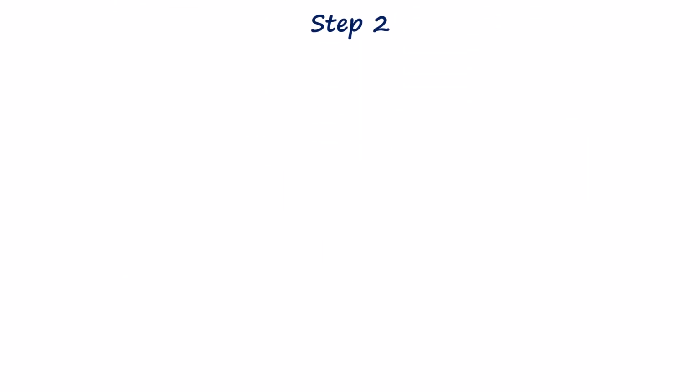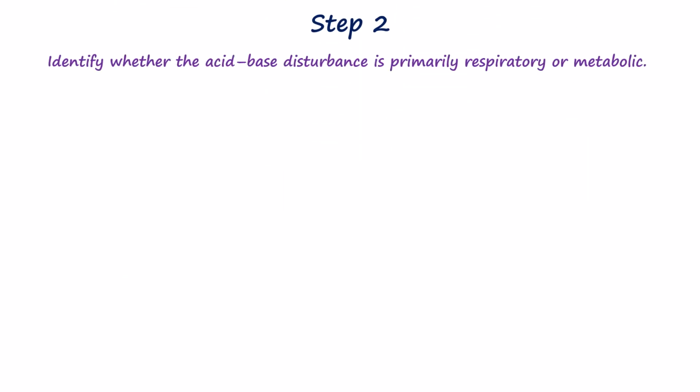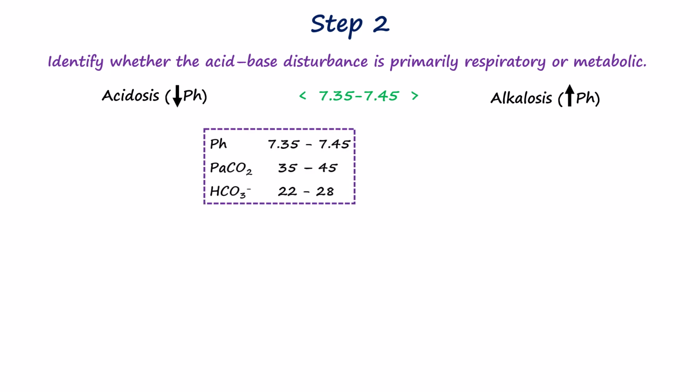Step 2 involves identifying whether the acid-base disturbance is respiratory or metabolic in origin. For this, first we note the direction of pH change. Acidosis will reduce the pH and alkalosis will increase it. Once we know the direction of pH change, the next step is to identify which parameter, carbon dioxide or bicarbonate, is responsible for the observed change in pH.